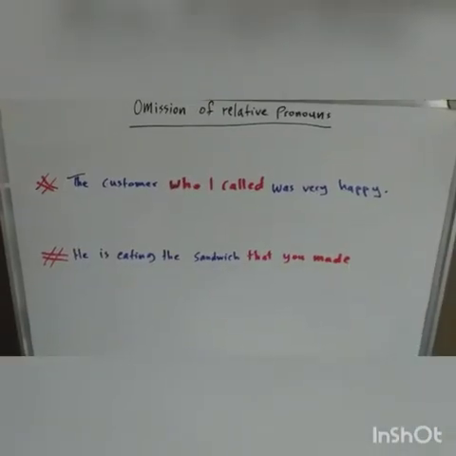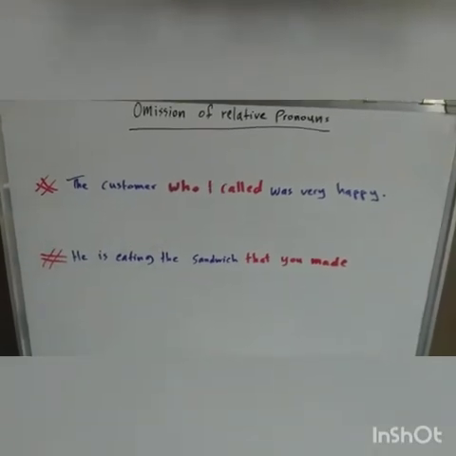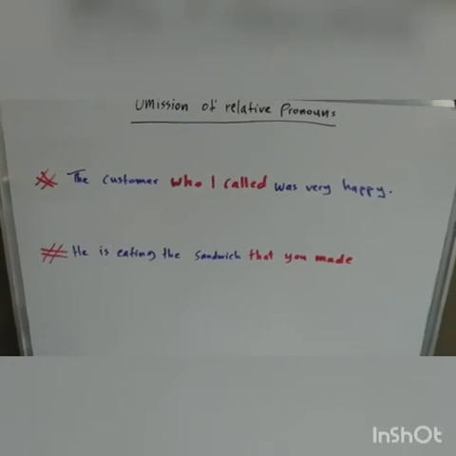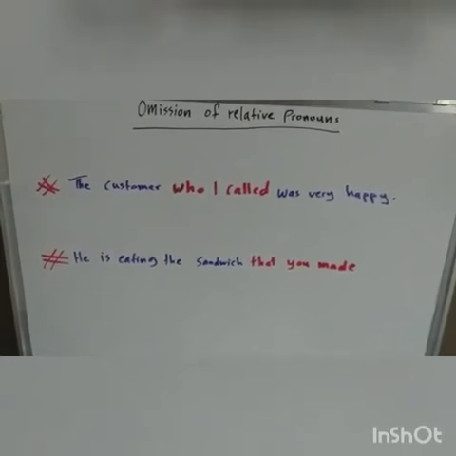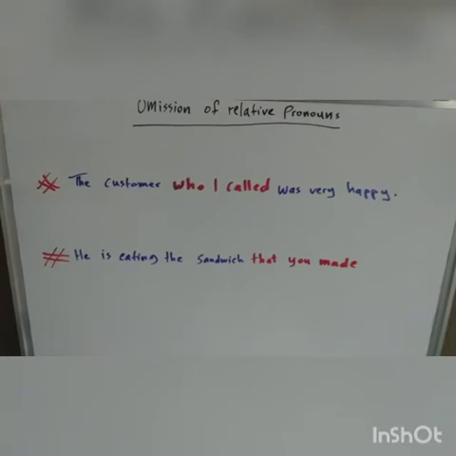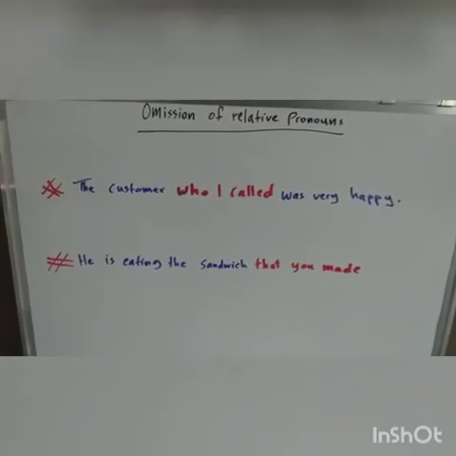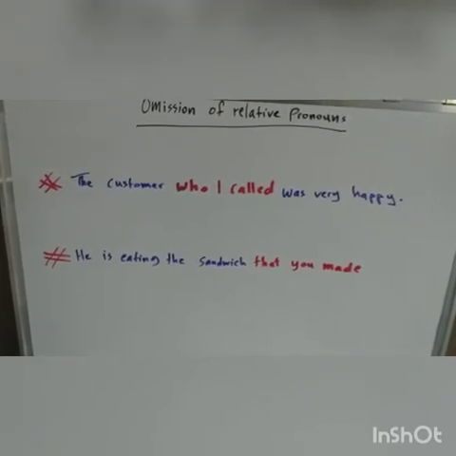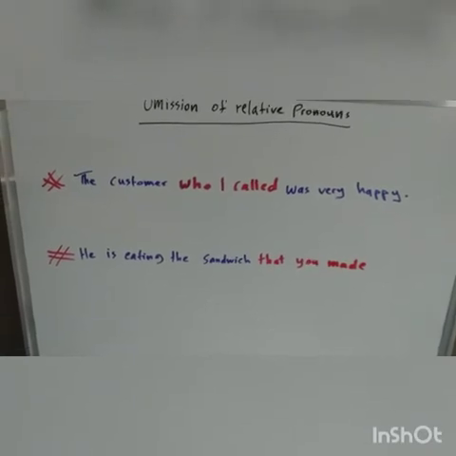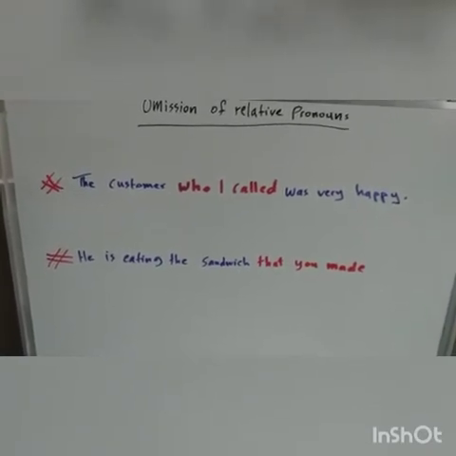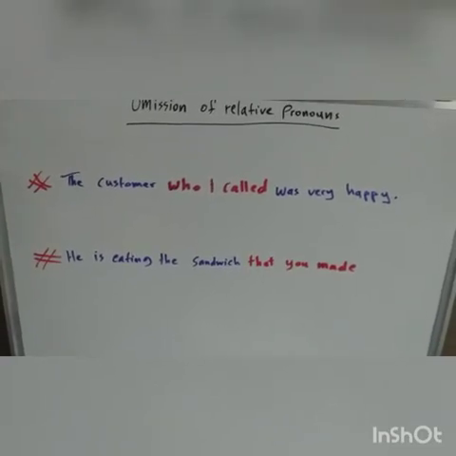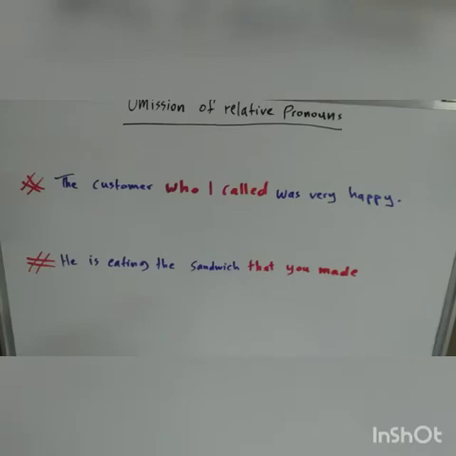In defining relative clauses, you can omit the relative pronouns when they are the object of the relative clause. You can omit who, which, that, where, and when. But you can't omit whose, because whose is always the subject. You can only omit who, which, where, when, and that when they are the object of the relative clause. Let's look at these examples.